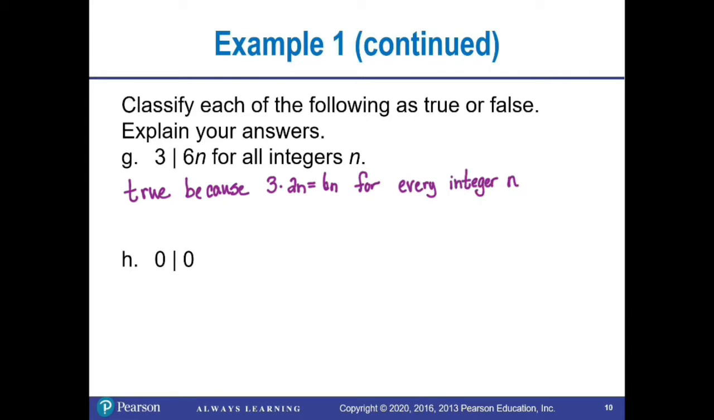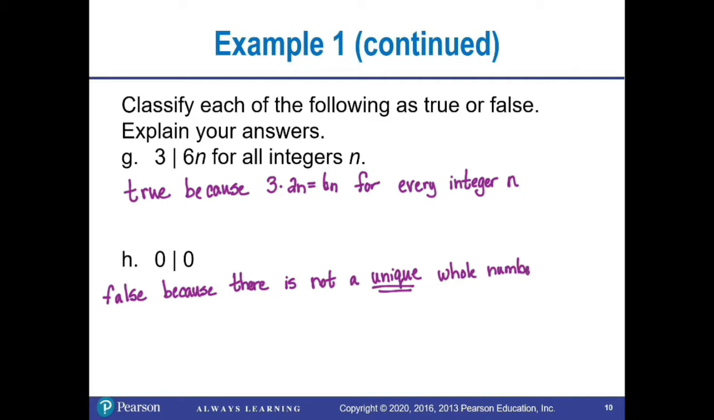And then part H, 0 divides 0. Well, at first glance, you might think this is true. Is there a whole number that I can multiply times 0 to get 0? Well, yes, there is. But the problem is that whole number is not unique. And part of the definition of divides is that that whole number has to be unique. So this one is false because there is not a unique whole number such that 0 times n equals 0.